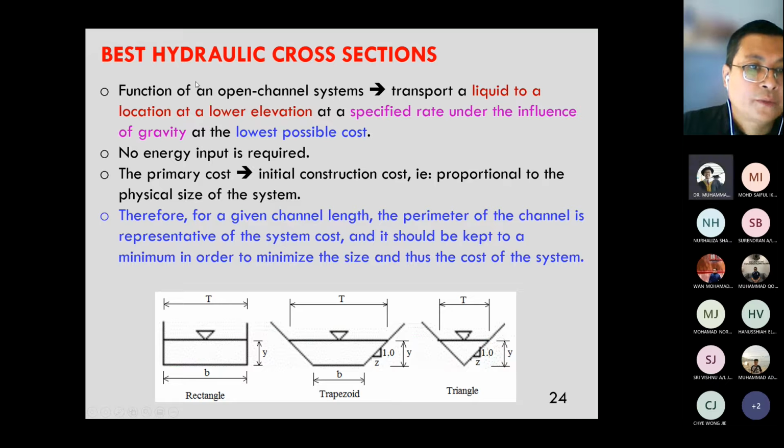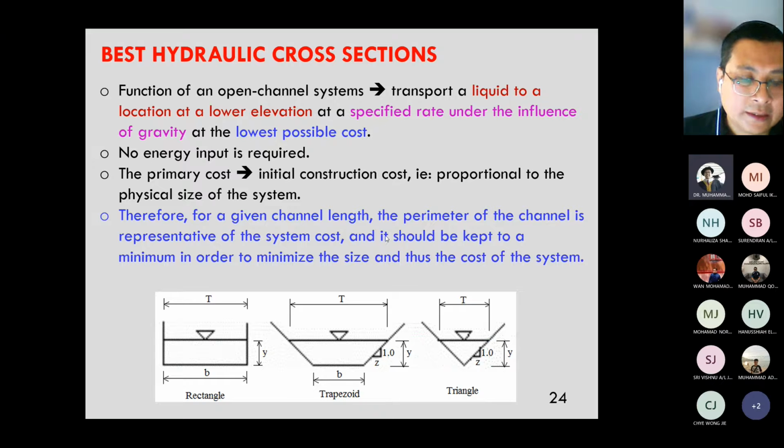Okay, now we proceed to another parameter, the best hydraulic cross-section. The function of an open channel system is to transport a liquid to a location at a lower elevation at a specified rate under the influence of gravity at the lowest possible cost. So actually, as I mentioned before, the transfer in an open channel is dominated by gravity, from the higher elevation to the lower elevation.